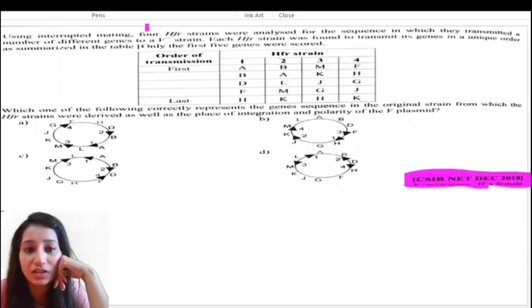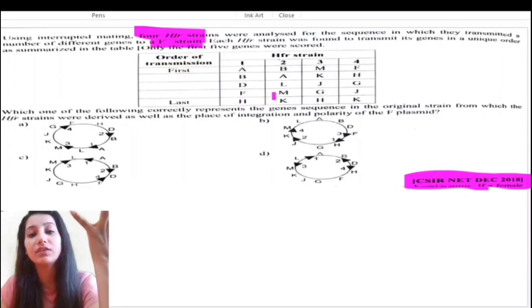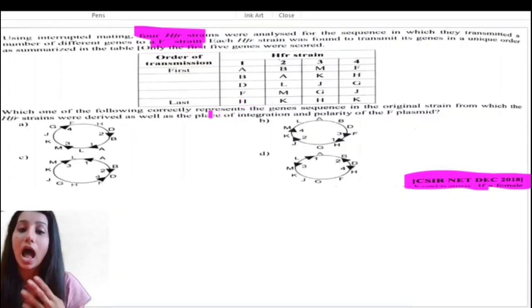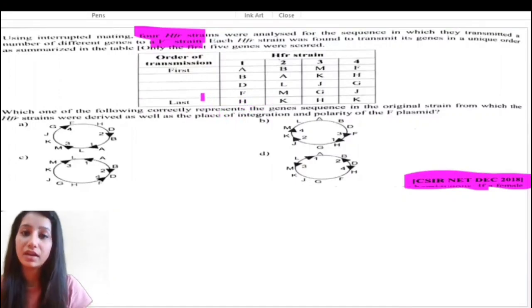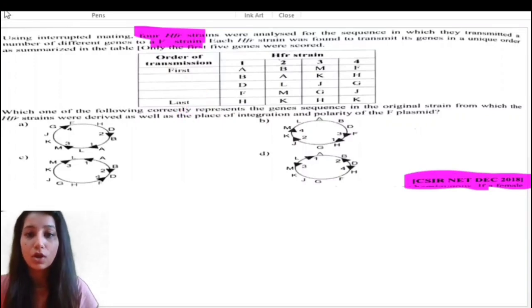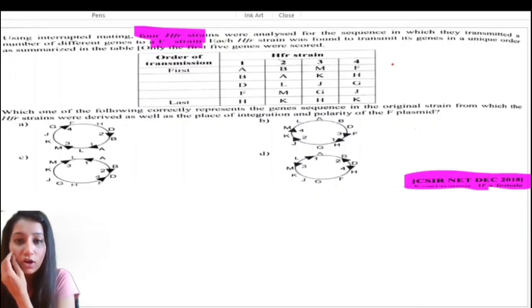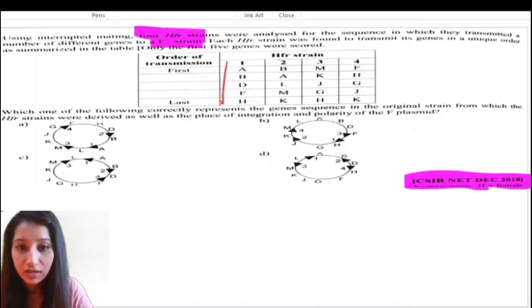The question is saying that 4 strains are being transferred into the F negative. Once again we have to find out how the transfer is occurring, that is, where the F plasmid is attached, and second, what the gene map is. So in this condition, once again, we'll write the transferring of genes.